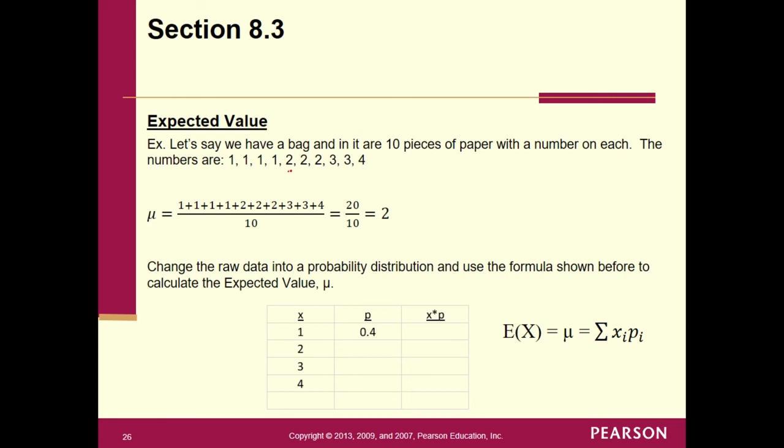How often does 2 show up? 3 out of 10. How often does 3 show up? 2 out of 10. How often does 4 show up? 1 out of 10. Those probabilities will add up to 1, and they do. And notice all we have to do is take the x and multiply it by its corresponding probability. So we're going to take 1 times 0.4 and we get 0.4. Then we take 2 times 0.3 and we get 0.6. Then we take 3, so just imagine having a multiplication sign here and multiplying across.